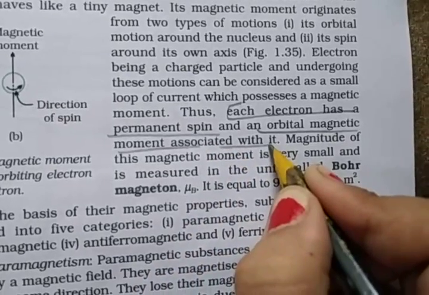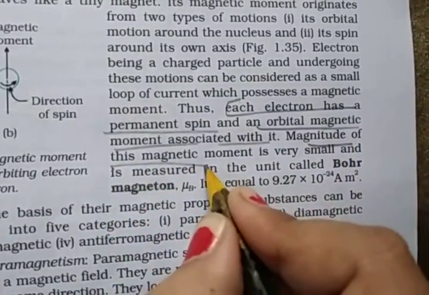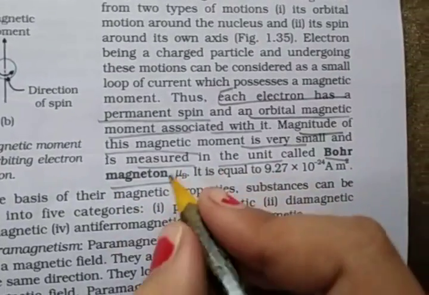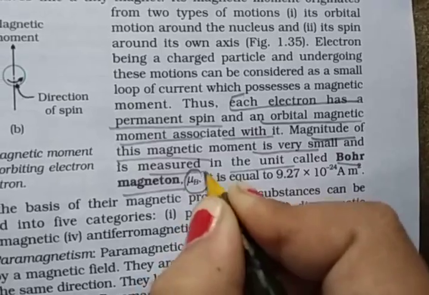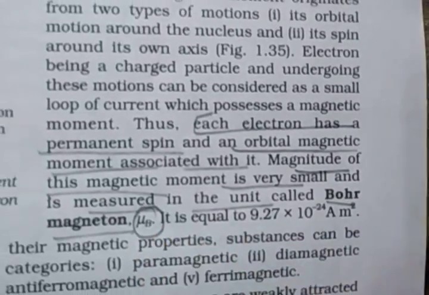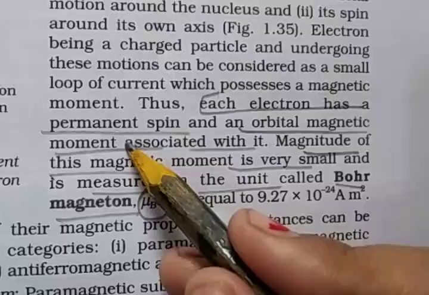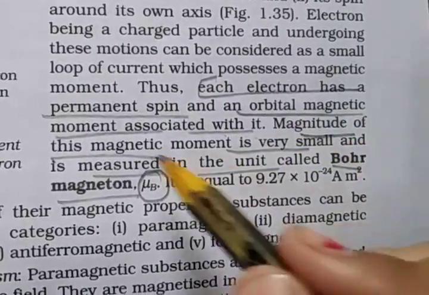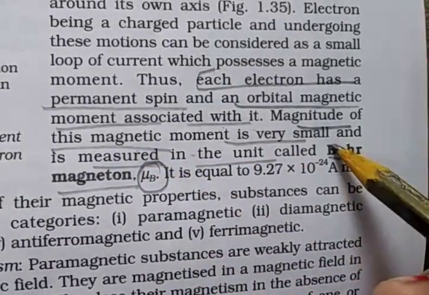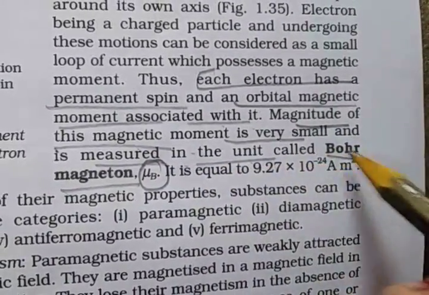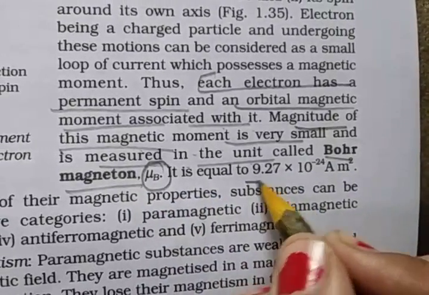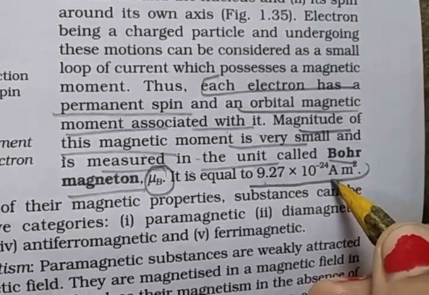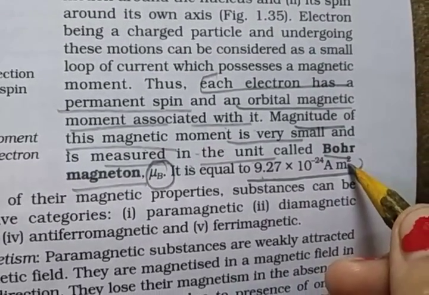the Bohr magneton, that is, mu B. Each electron has a permanent spin and an orbital magnetic moment associated with it. The magnitude of this magnetic moment is very small and measured in the unit Bohr magneton, mu B, and its value is equal to 9.27 times 10 to the power minus 24 ampere meter square. Okay, clear?